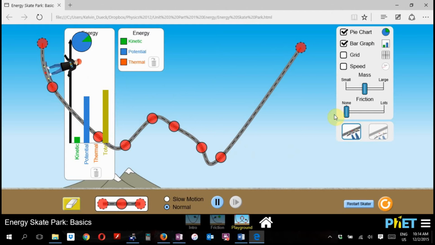Let's bring in friction. Let's add just a little bit of friction. There. Now you'll notice that the thermal energy, the heat energy, is going up. Is the total energy changing? No. But because you're bleeding away some energy to heat, you're ending up with less and less left over for potential and kinetic. In fact, he may end up at the bottom of this, and he'll eventually come to a stop.